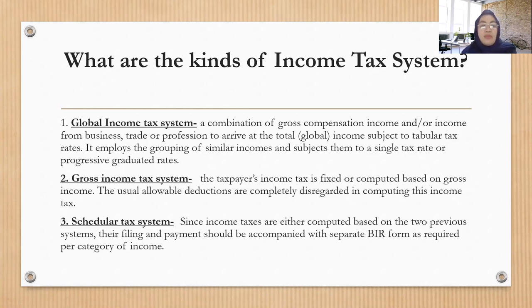So just the same, resident citizens, they are taxable for wherever they earn this income. So later on, we will, ma'am, sabi ka nang sabi ng resident citizen, sino ba yan? Okay? So we will find it out, everything we will find out as we go along. Gross income tax system naman, the taxpayer's income is computed based on the gross income. So no consideration as to the allowable deductions. Scheduler tax systems, since the income tax are either computed based on the two previous systems, their filing and payment should be accompanied with separate BIR form as required. So, scheduler tax system, the income is taxed based on the nature. No? So, different nature of income are taxed differently. Okay?